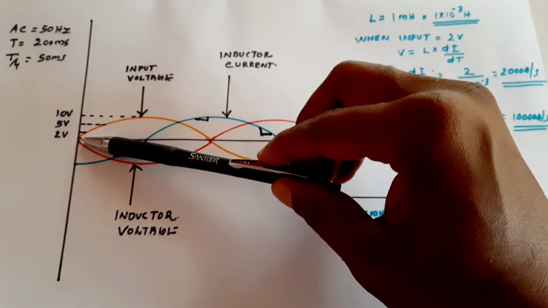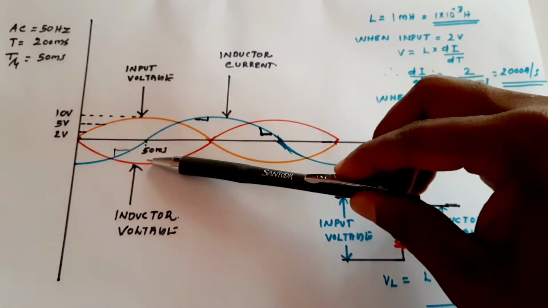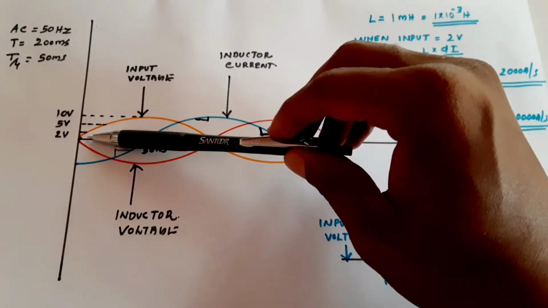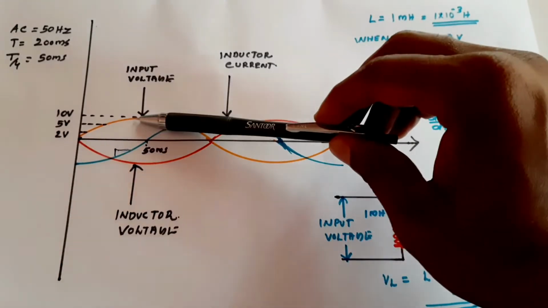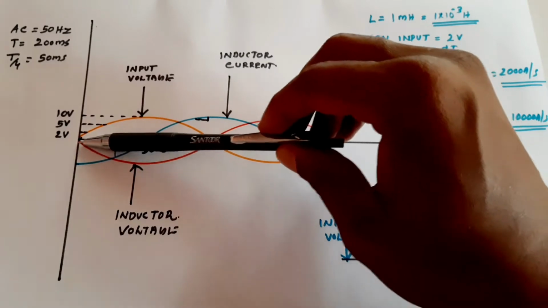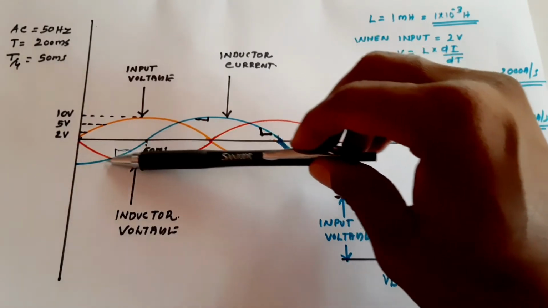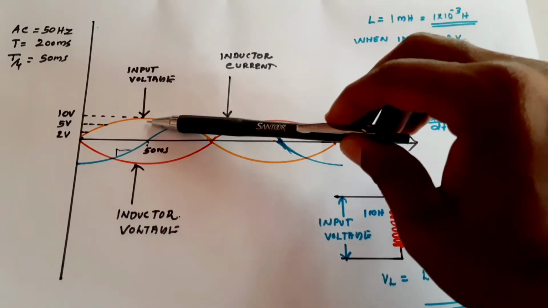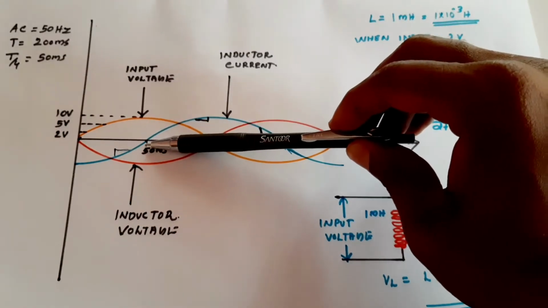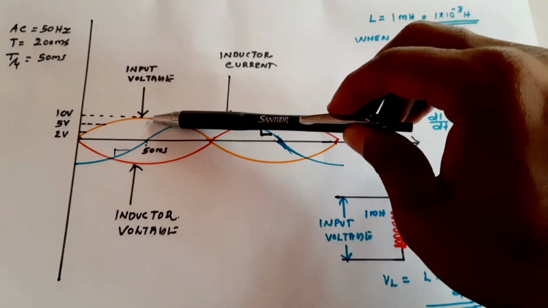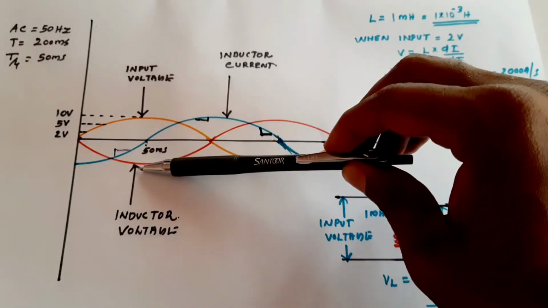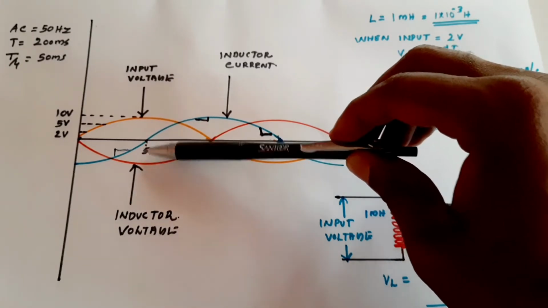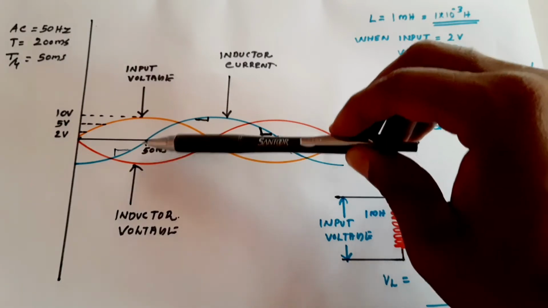So when the input voltage is applied, the self-inductance of the inductor will oppose this change by introducing the same amount of voltage, but in the opposite direction. That means when it is at 50 millisecond, the input voltage is at maximum. So at that moment the inductor voltage is also at 10 volts, but the polarity will be opposite.